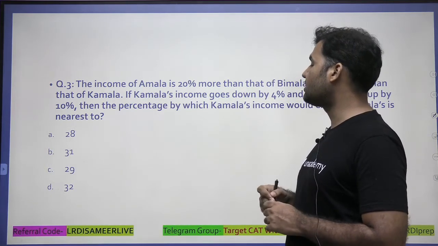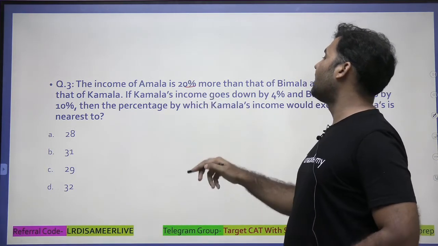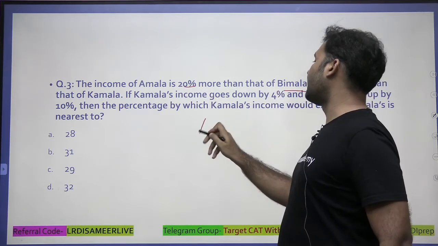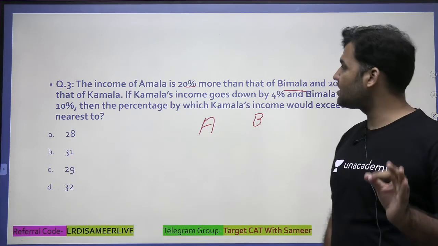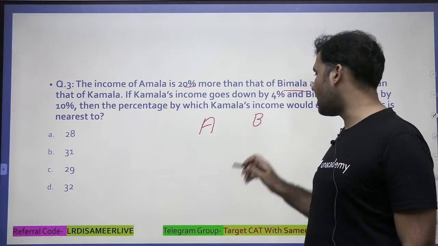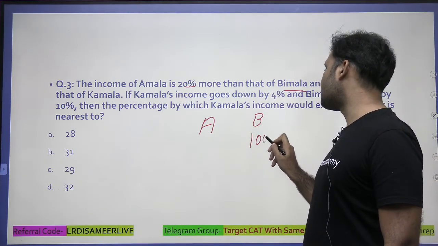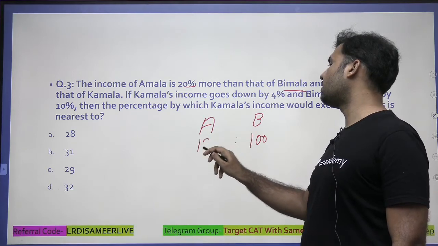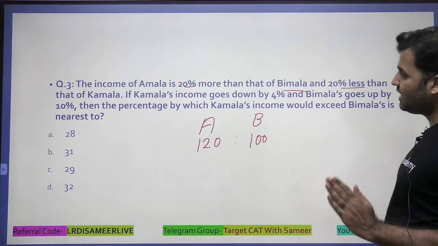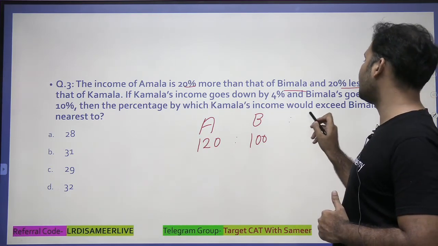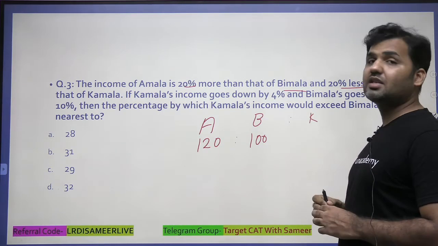CAT 2019 slot 1. The income of Amala is 20% more than that of Bimala. Because Amala's income is given with respect to Bimala, can I say Bimala's income is 100? So in that case, Amala's income would be 120. And income of Amala is 20% less than that of Kamala.